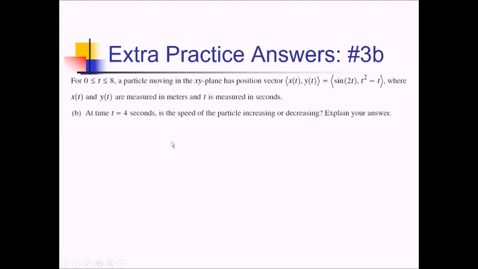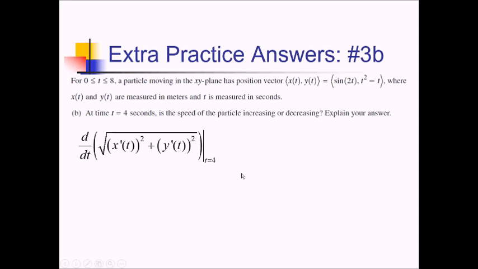On this part of the problem, they want to know at time 4, is our speed increasing or decreasing? The fastest way to figure this out is to take the derivative of speed, which we can define a function for. I mean, we just found the speed at a specific spot on the last part of the problem. So take the derivative at a specific spot and figure out if that's positive or negative. So in general, this speed expression, that's the square root of x prime of t squared plus y prime of t squared. So I'm going to take the derivative of this expression evaluated at time 4.